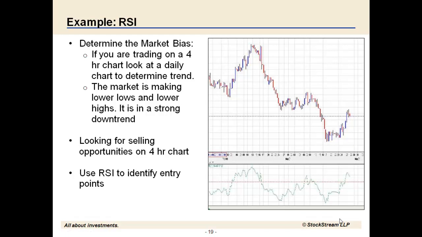Let's look at an example. The first step when trading using the RSI is to determine the market bias. We can see from the chart on the right-hand side that the market is making a series of lower highs and lower lows. It is therefore in a downtrend, and we should be looking for selling opportunities.